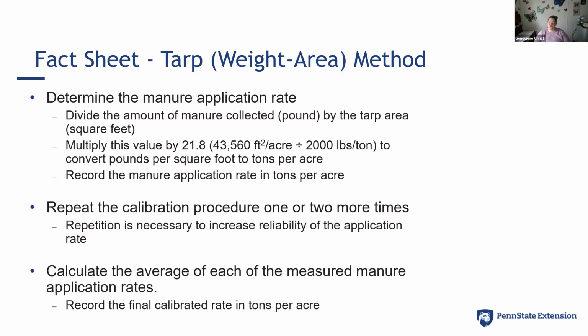Repetition is necessary to increase the reliability of the application rate and the reliability of our calibration. Once you've done this 3 times, hopefully, you can calculate the average of each of those measured manure application rates and record that final calibrated rate in tons per acre on the sheet.